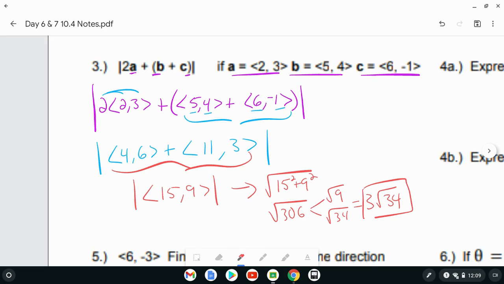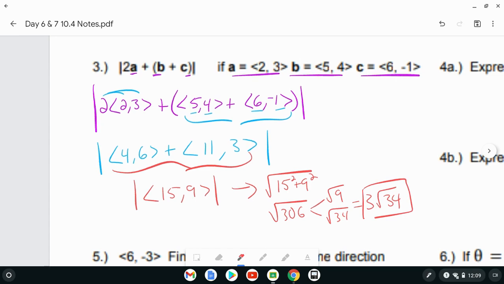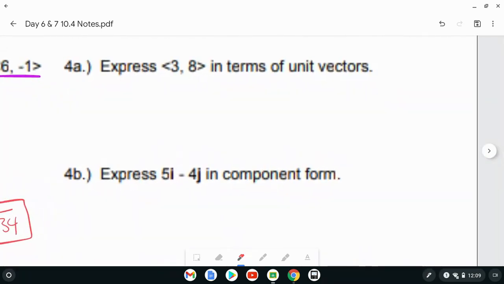So just going piece by piece, doing your vector addition and scalar multiplication. We did vector additions three separate times there. Take a look at 4a. It says express 3 comma 8 in terms of unit vectors. Well, we just saw at the very top, remember 3i, that's your horizontal component, plus 8j, that's your vertical component. Really straightforward.